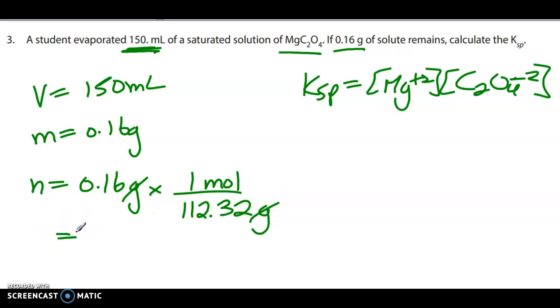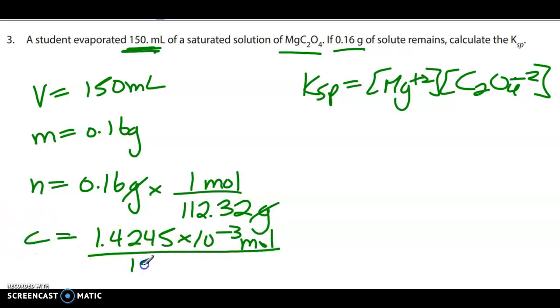So we have 0.16 divided by 112.32. So we have a mole value of 1.4245 times 10 to the negative 3. And we might as well determine concentration at this point into 150 milliliters, which we know to convert into liters.